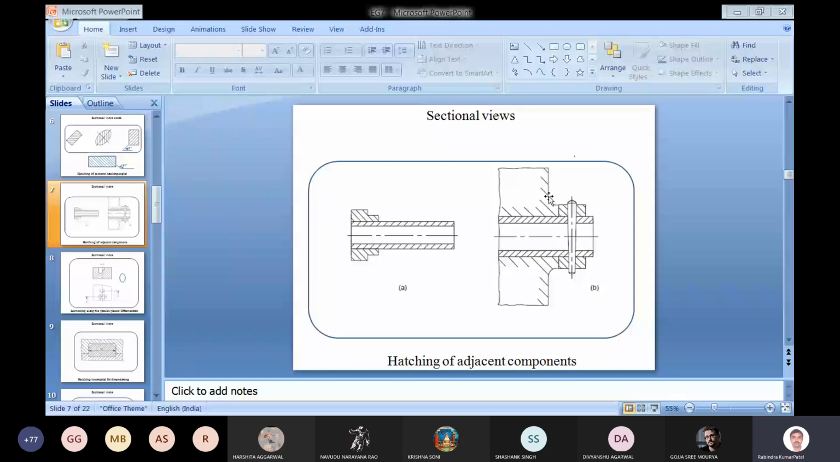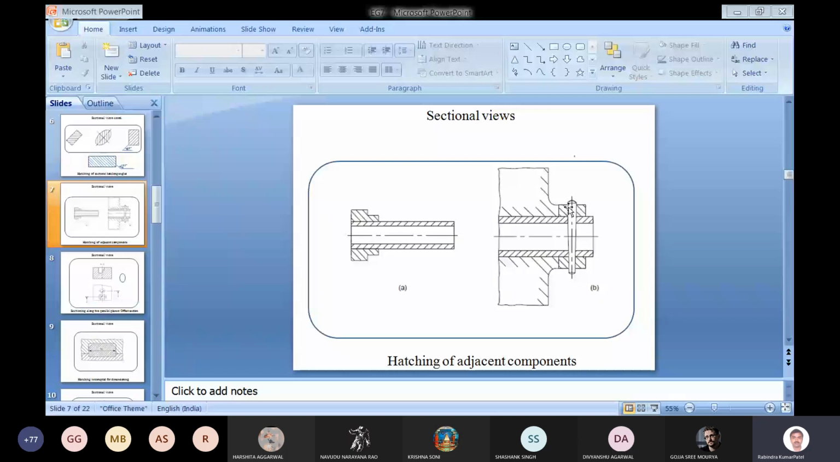And for bigger parts, we don't show the complete line, we just show the lines at the border only, and in between we show the gap only, meaning no line will be there. So this is for the bigger parts, and for a smaller part we will show the complete hatching lines.